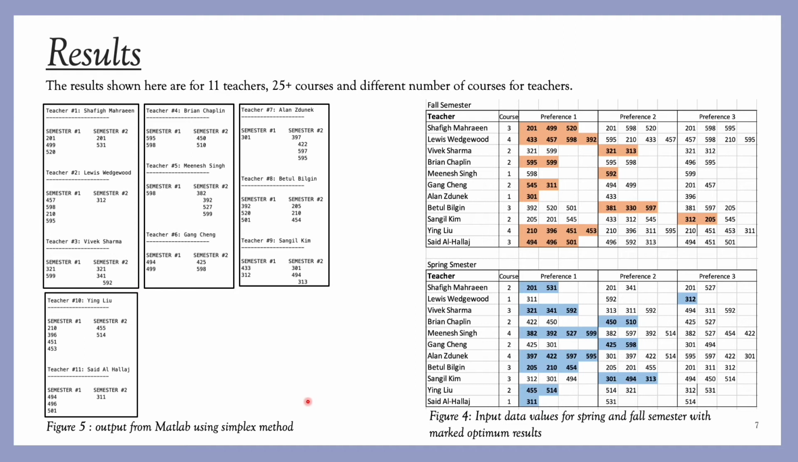So this is for matching the results, and we can see that some of the professors did get preference 2 and even preference 3, but that is done to optimize the overall fairness in the objective function or in the allocation of courses to the teachers. Now let's go to the next slide.